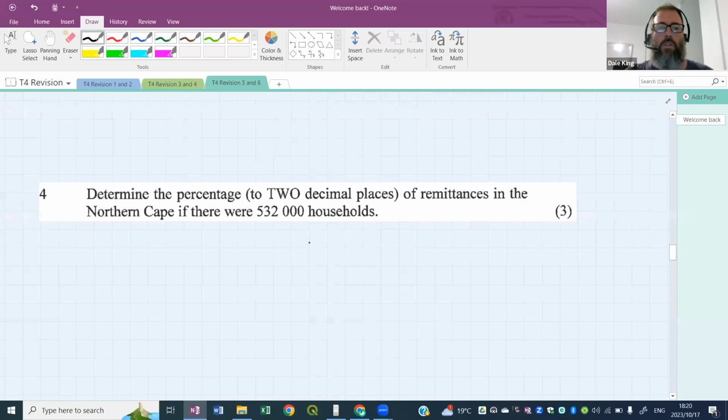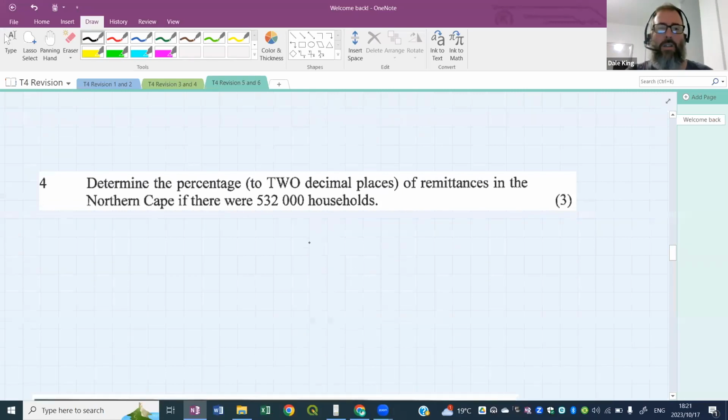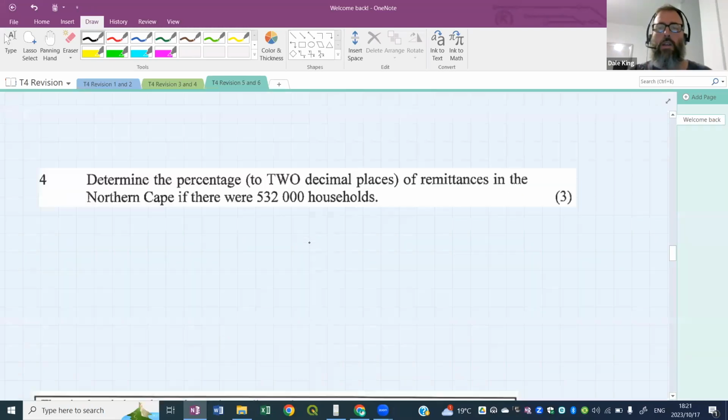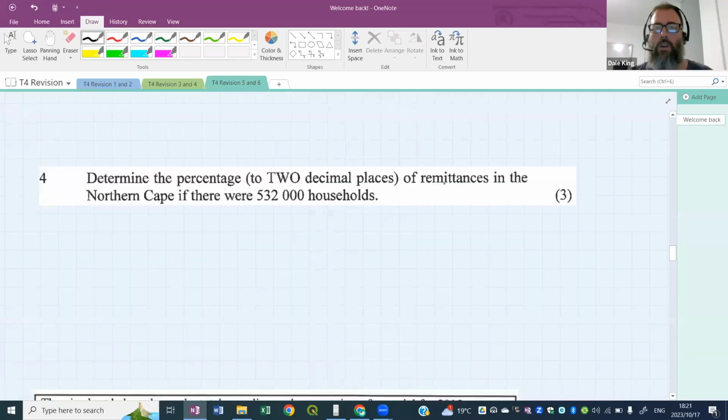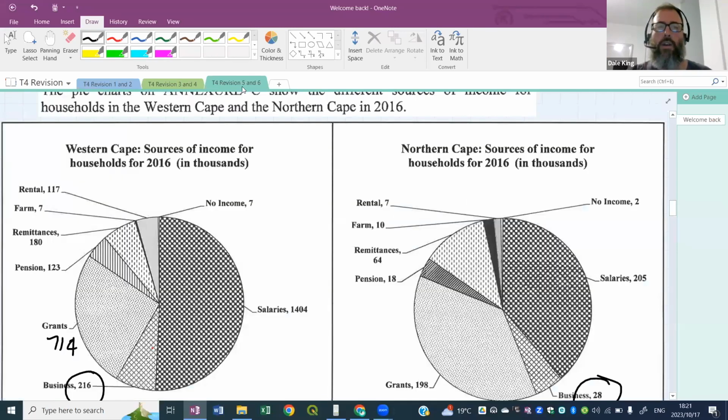Determine the percentage to 2 decimal places of remittances in the Northern Cape if there were 532,000 households. Okay, so we're looking at Northern Cape now on the right-hand side. They're saying if there are 532,000 households, determine the percentage for remittances. So if we go up to this value, 532, I'll write it up here. Remember, there are thousands there. I'll put it in red. They're imaginary zeros, okay?